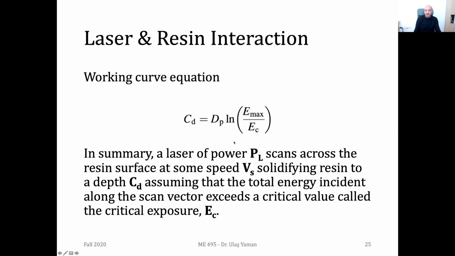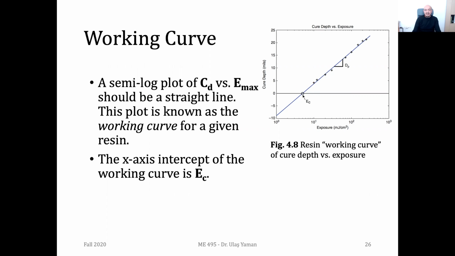This is our logarithmic part, and we have the linear part. Obviously, this interception will give us the critical exposure value. So why is that? Let's check what this value is: 2, 3, 4, 5. This is 5 actually. If your energy exposure value is less than 5 units, then you will not be able to do any curing. Your curing depth will be 0.